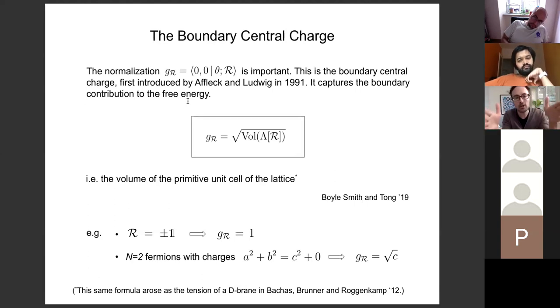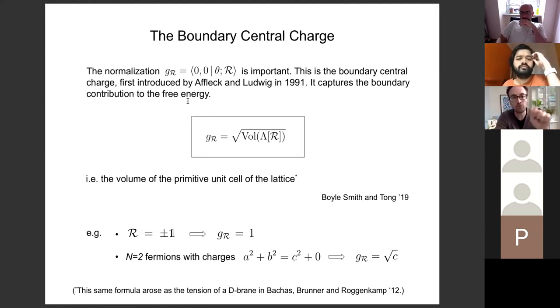If you compute the partition function of this system on an interval, or say the free energy, there are two contributions. There's one contribution from the bulk, but then there's an extra contribution that comes from the boundary itself. The contribution from the boundary is proportional to this number g, so it's called the boundary central charge. The right way to think about it is that somehow it's capturing the degrees of freedom which live on the boundary itself.